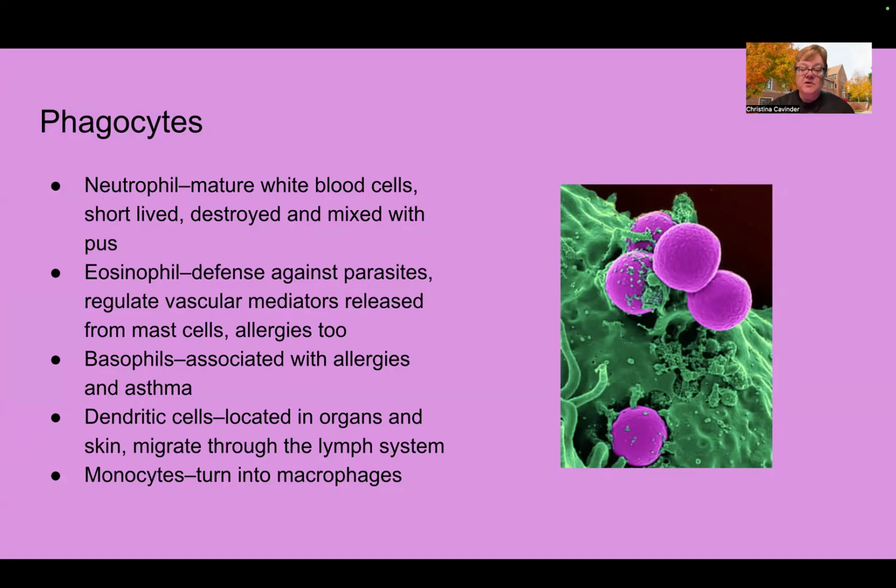Eosinophils we talked about before. You see them with parasitic infections. They regulate the vascular mediators released from mast cells, and you will see them in allergies as well. Basophils are associated with allergies and asthma. Dendritic cells are located in the organs and skin, and they migrate through the lymph system to phagocytize, or eat, pathogens. And monocytes are your immature macrophages.